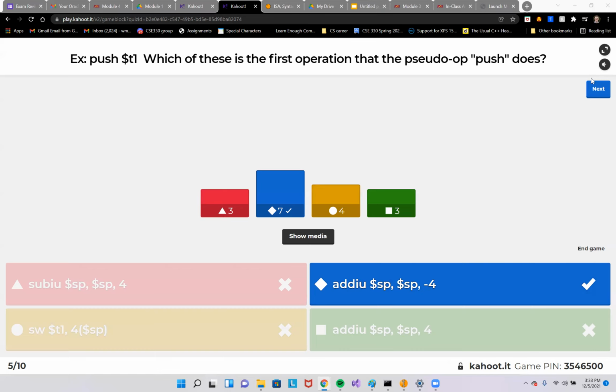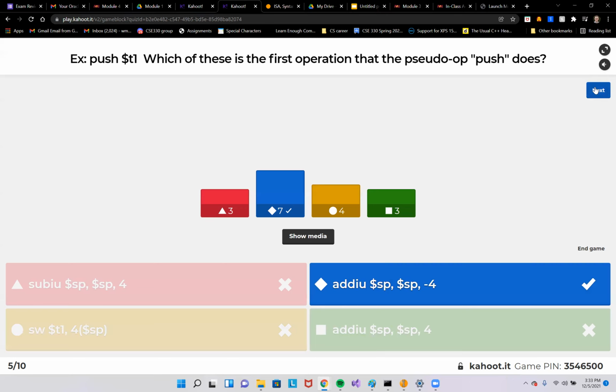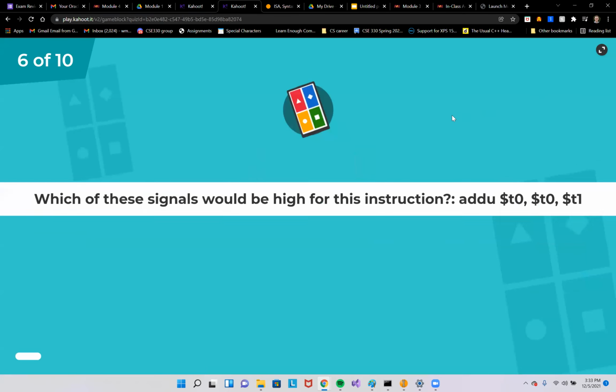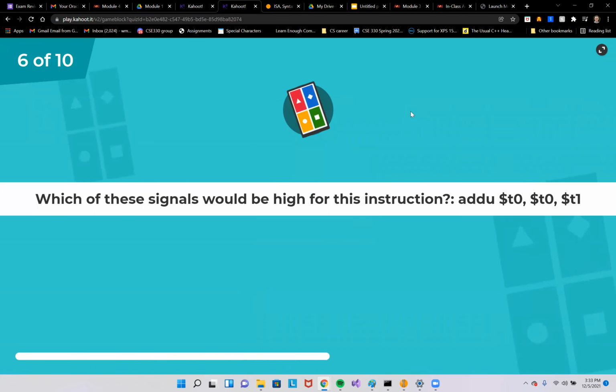Okay, I'm gonna go to the next one. This is a data path.